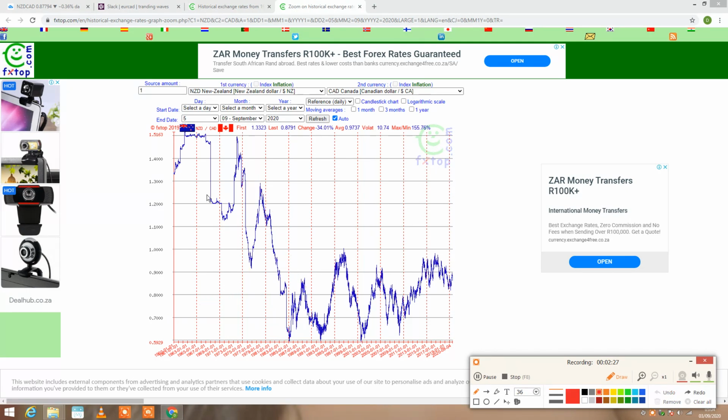On the NZDCAD, as you are seeing, it comes down, and we can call it, not actually a diagonal, but a 3-wave move to the downside. We have been moving in this correction here. This is one, and this was another correction to the upside. Let me just change the colors. We had an impulse here. It comes down like this, and it comes back like this. Let me just change the color as well.